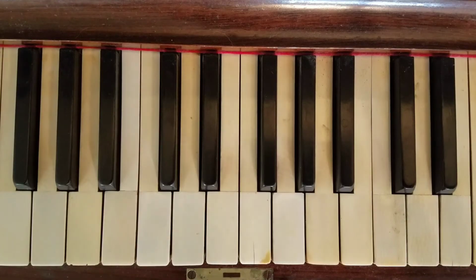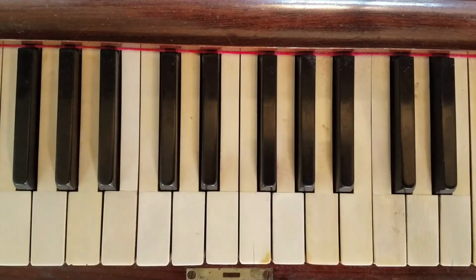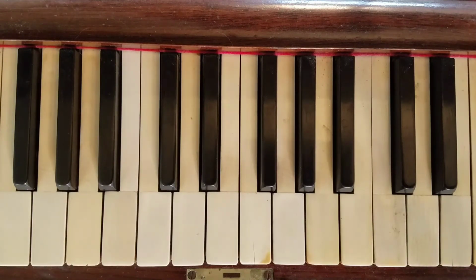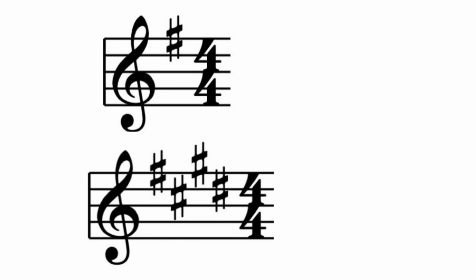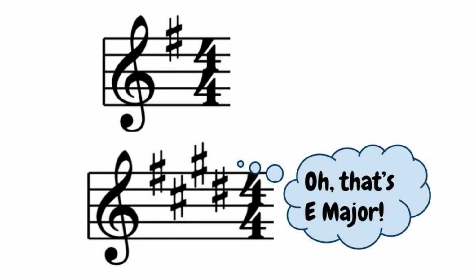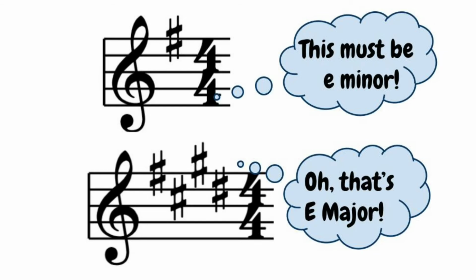What if we have sharps in our key signature? If I'm looking at a key signature that has 1 sharp in it, and I'm trying to find what the tonic is, but I know my major scales really well, I would know that the key signature with F sharp, C sharp, G sharp, and D sharp is E major. So a key signature with 1 sharp is going to be E minor.